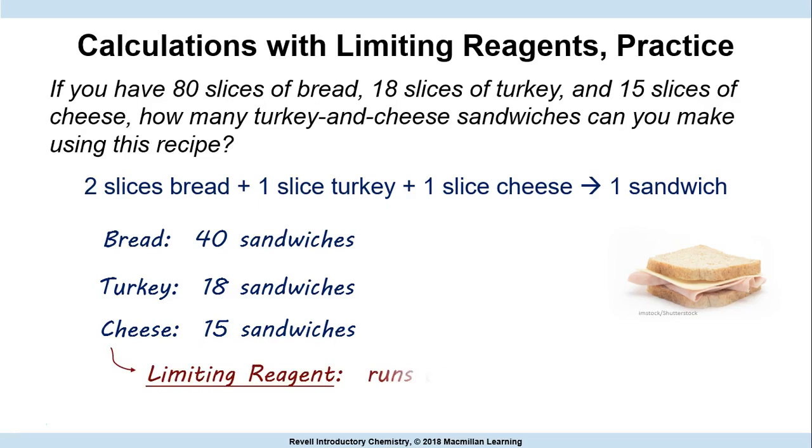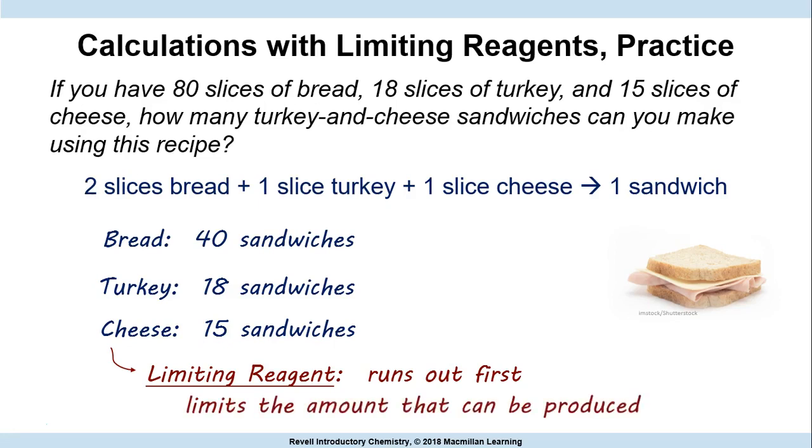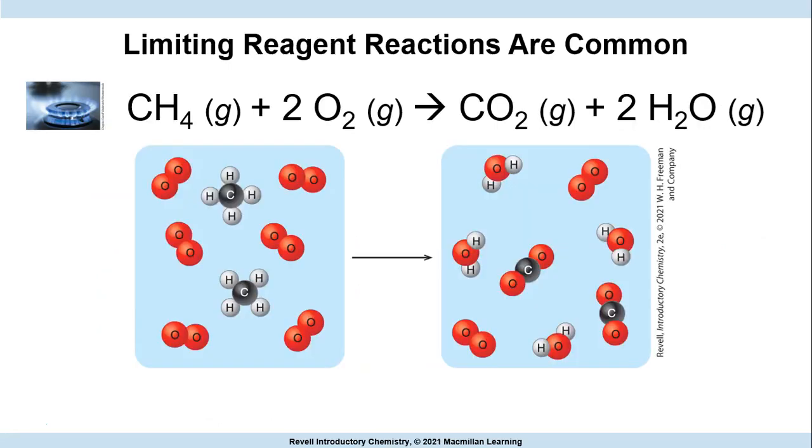So cheese is what is called our limiting reagent, which is what runs out first. So once the cheese runs out, we cannot make any more sandwiches, because the recipe will not be what we need. So the cheese limits the amount of sandwiches that can be produced.